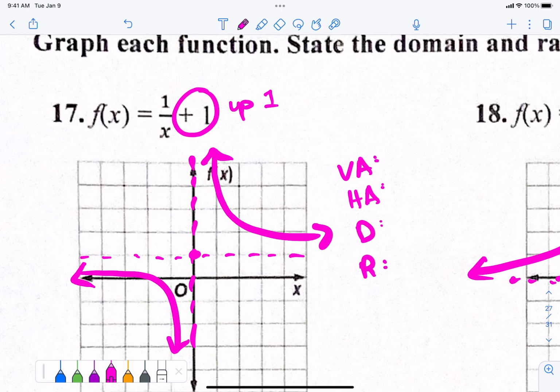All right, what's your VA look like? x equals 0. The HA is cutting through the y-axis here at 1. So y equals 1. That's the deal. Domain, x is not equal to 0. Range, y is not equal to 1. Got it? Good.